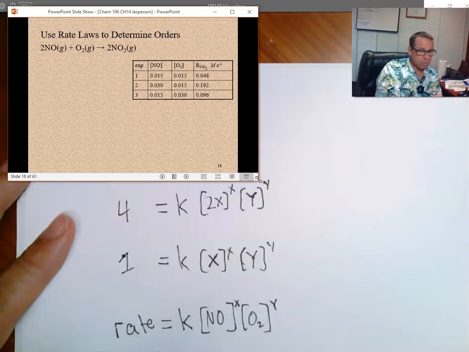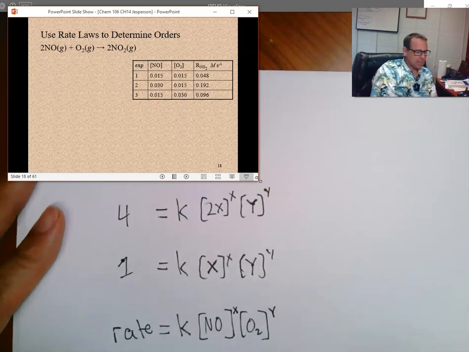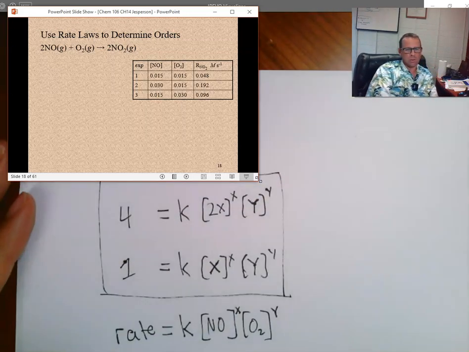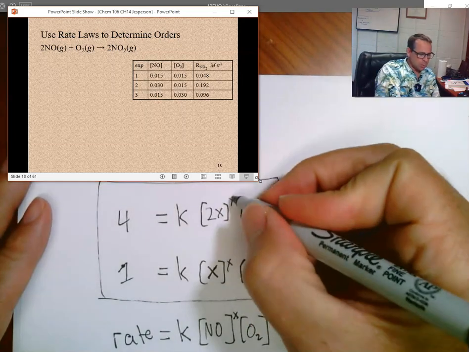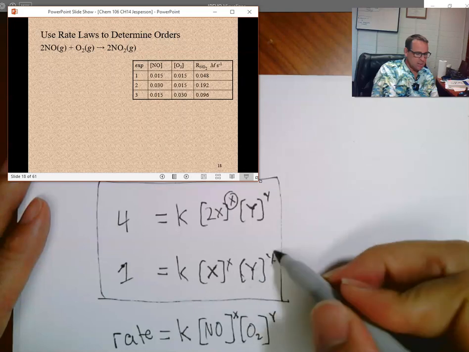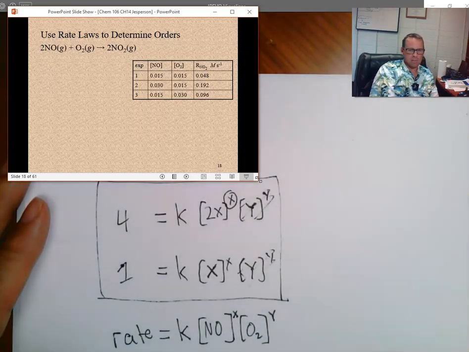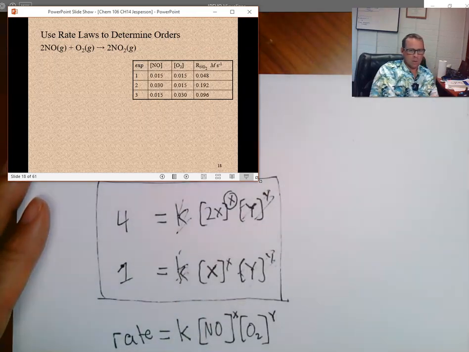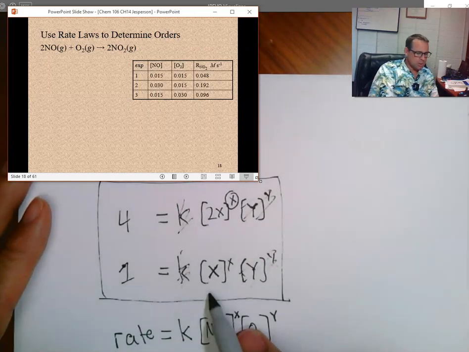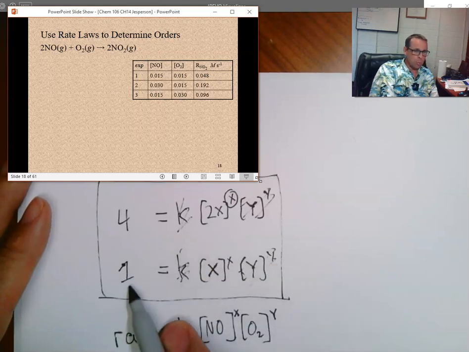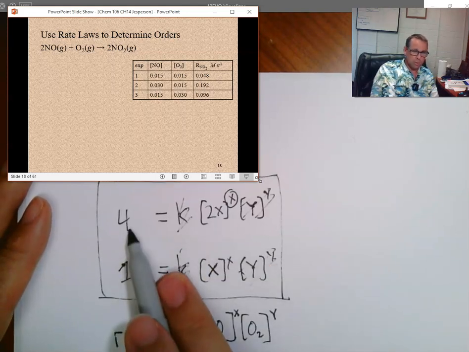It's quadrupled, so we can put a 4 there. Now, from these two equations, we can find out what this X is. Because these two things didn't change. They were the same. These two things didn't change either. They were the same. All we did is we doubled this. So we went from 1 to 2, and this went from 1 to 4.